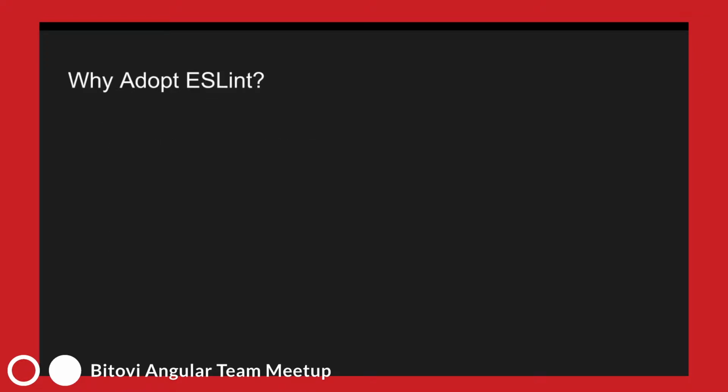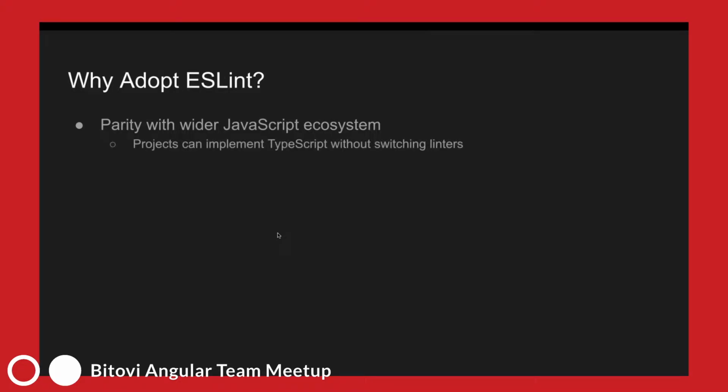So why are we making this change in the first place? The big move towards ESLint is just parity with the wider JavaScript ecosystem. TypeScript, of course, is a superset of JavaScript, so anything we can do to stay aligned with the wider community is something that can definitely provide some value.